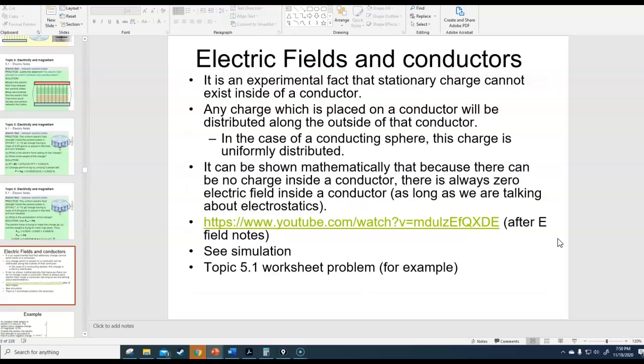Okay. So meaning if you take a metal sphere and you put charge on it, all the charge is going to go to the outside, number 1. And number 2, the electric field inside the sphere is always going to be 0. And that's just a fact that you just need to know.